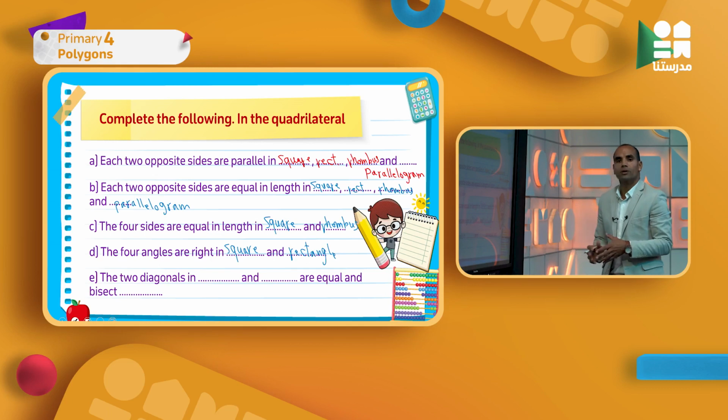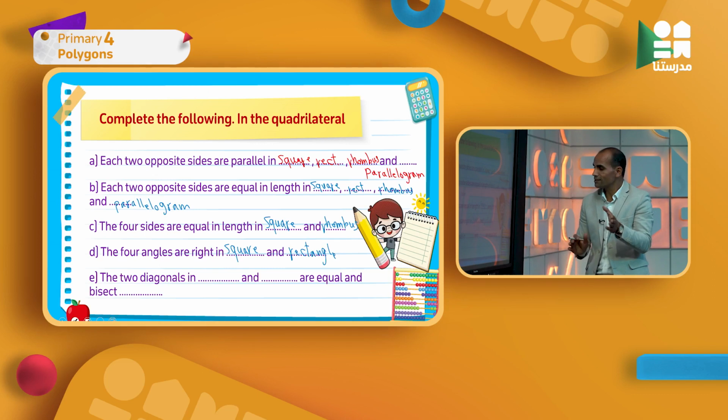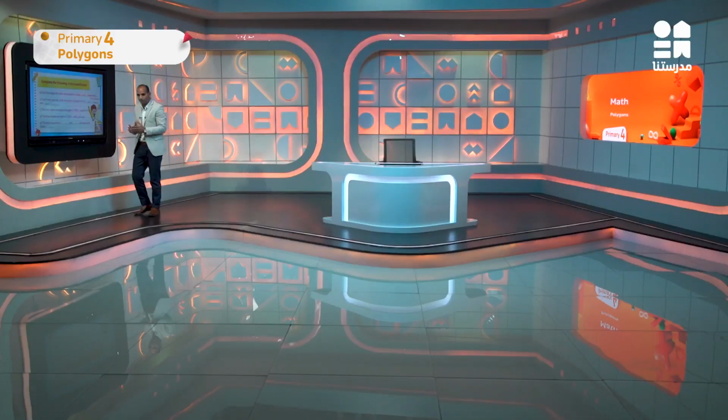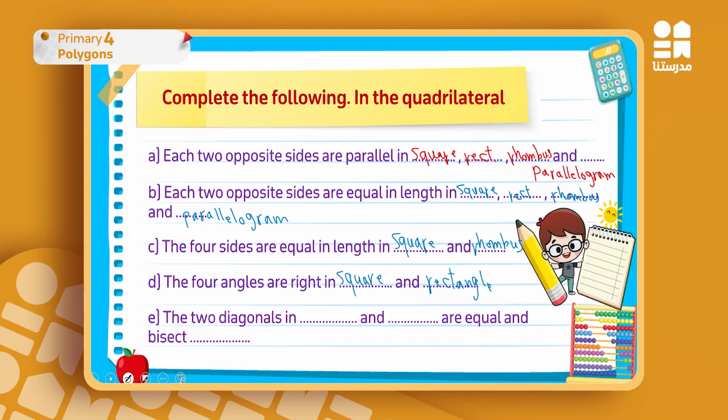E, the 2 diagonals in what and what are equal and bisect what? The 2 diagonals in square and rectangle are equal in length. The same answer here, of course, and bisect each other. The 2 diagonals bisect each other in the 4 quadrilaterals: rhombus, square, rectangle, and parallelogram. But the 2 diagonals are equal in length in square and rectangle. Great. So we'll write here square and rectangle, equal and bisect each other.